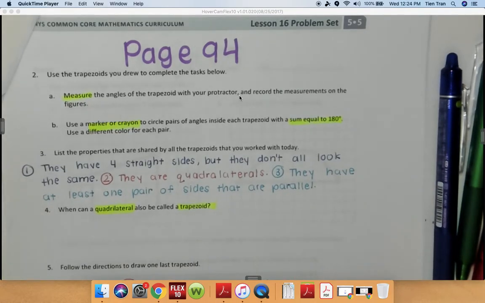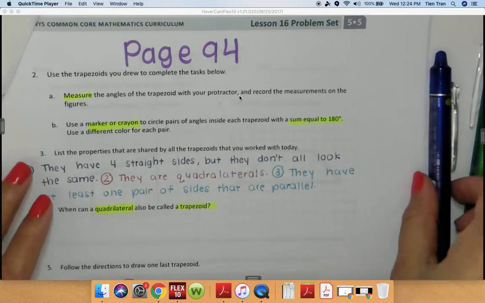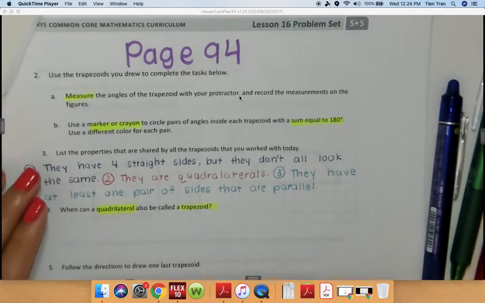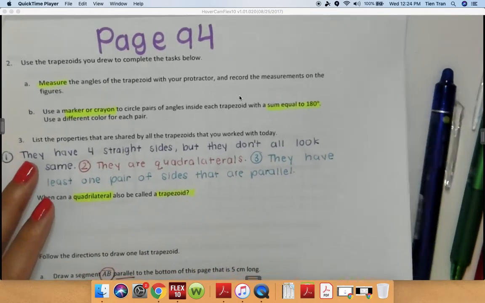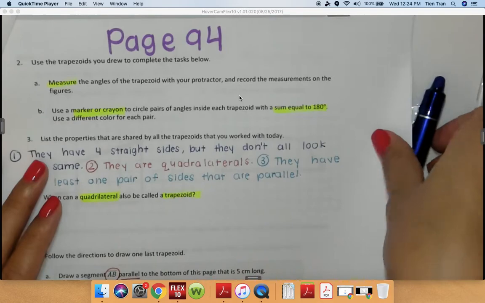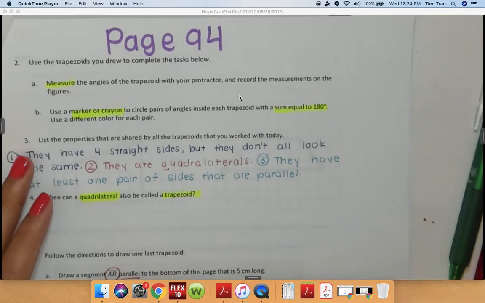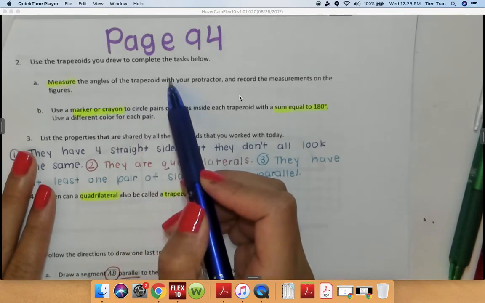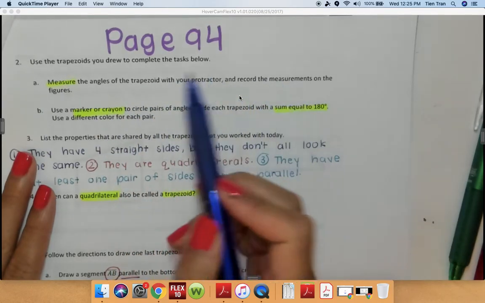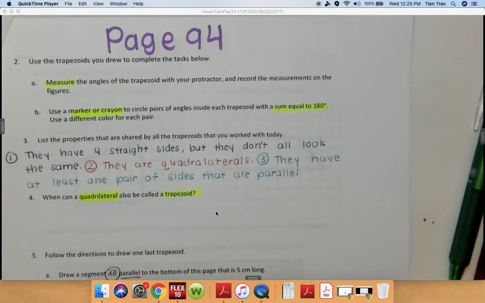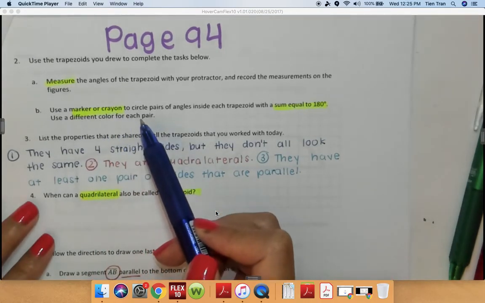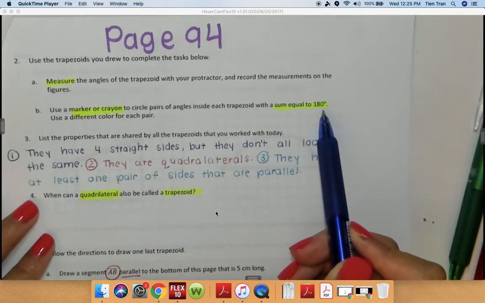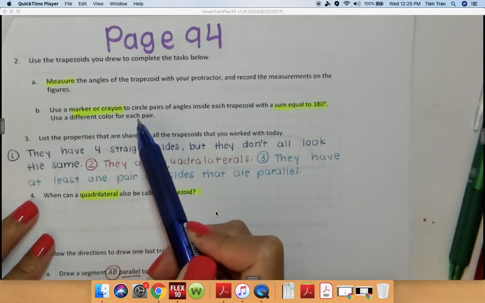We are on page 94, and number 2 says, use the trapezoids you drew to complete the task below. So I would look at my images on the first page, and I would answer the questions. For A, it asks you to measure the angles of the trapezoid with your protractor and record the measurements on the figures. For problem B, use a marker or crayon to circle pairs of angles inside each trapezoid with a sum equal to 180 degrees. Use a different color for each pair.